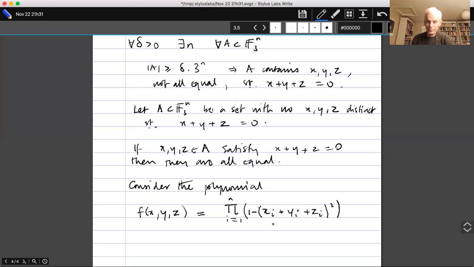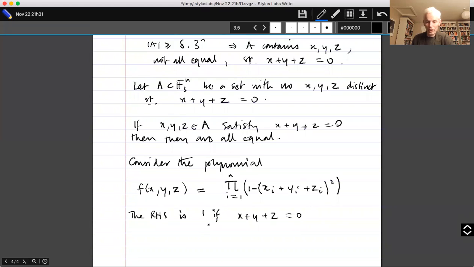So the right-hand side is 1 if all these things here are equal to 0, if x plus y plus z equals 0, and 0 otherwise, because if x plus y plus z is not 0, then at least one coordinate is not 0, and then we get at least one factor of this big product that's 0, which kills the whole product. So 0 otherwise.